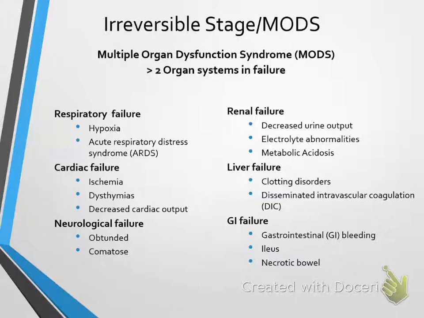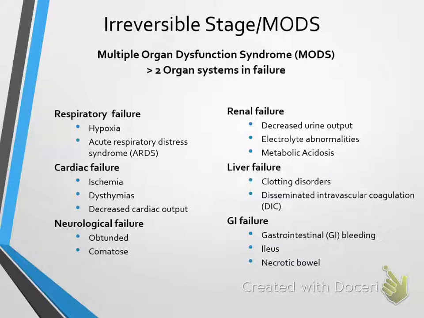How many of your patients are in there with maybe respiratory failure and renal failure, so MODS, but don't have low blood pressure? Maybe they're responding to treatment. Well, they're in that progressive stage. We're not going to call them irreversible yet, but MODS just means that more than two organ systems are in failure. So in irreversible stage, everyone is in MODS, but you can be in MODS without being in irreversible stage. Does that make sense? So multiple organ dysfunction syndrome just means that your multiple organ systems are in failure.